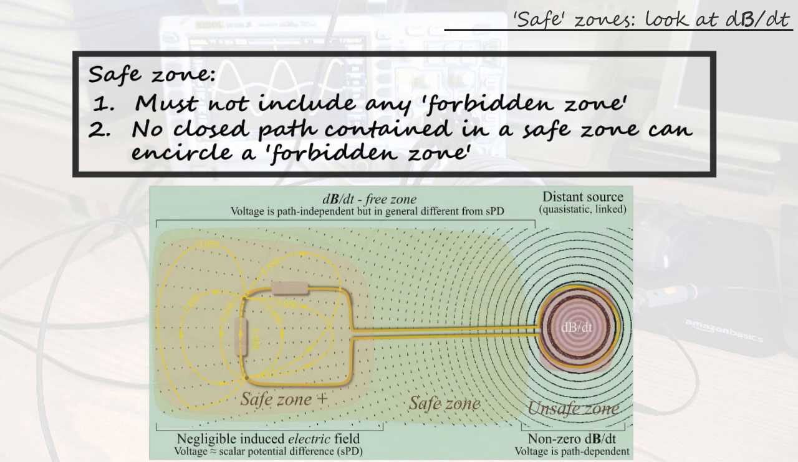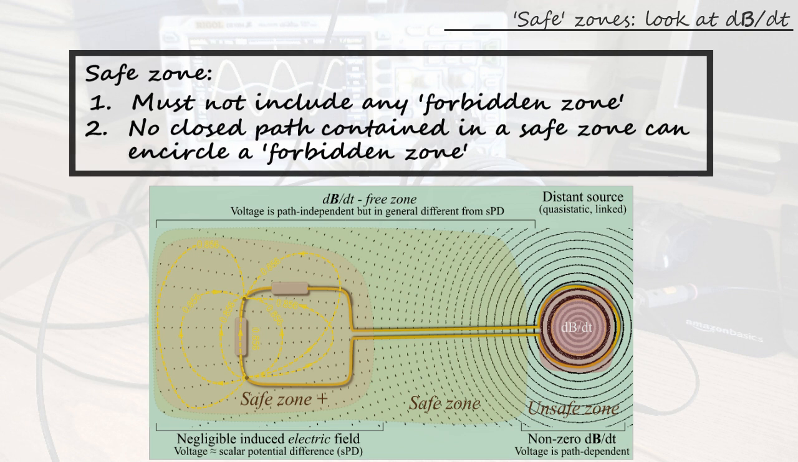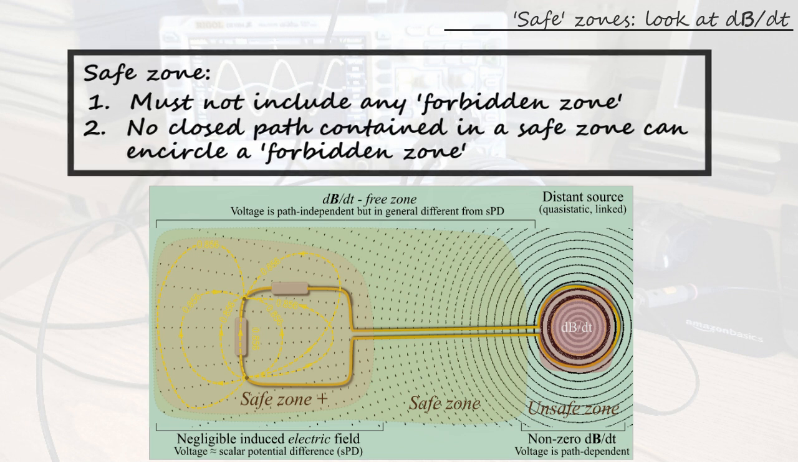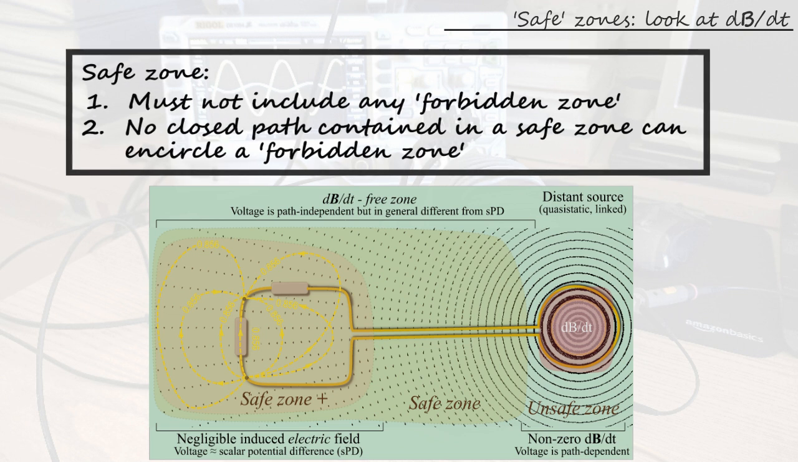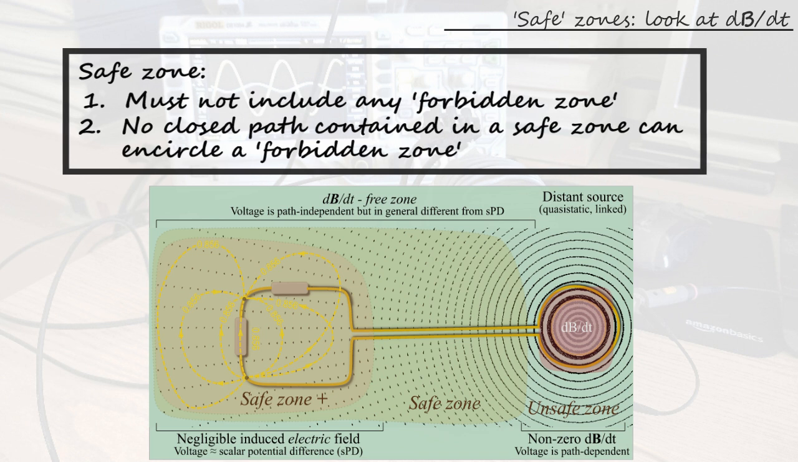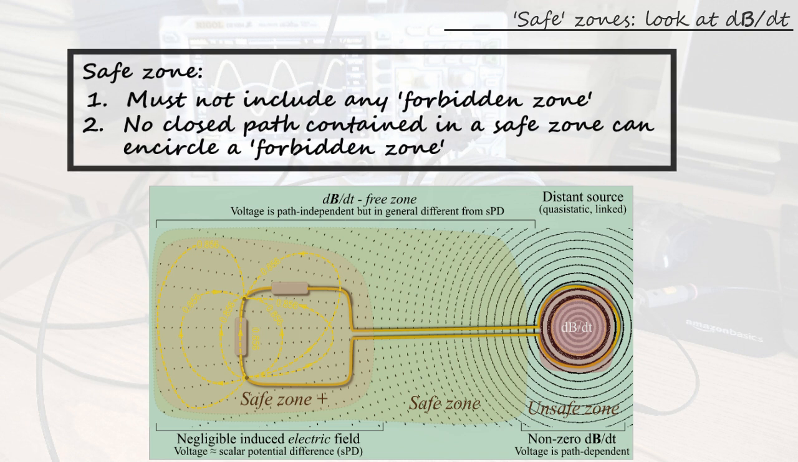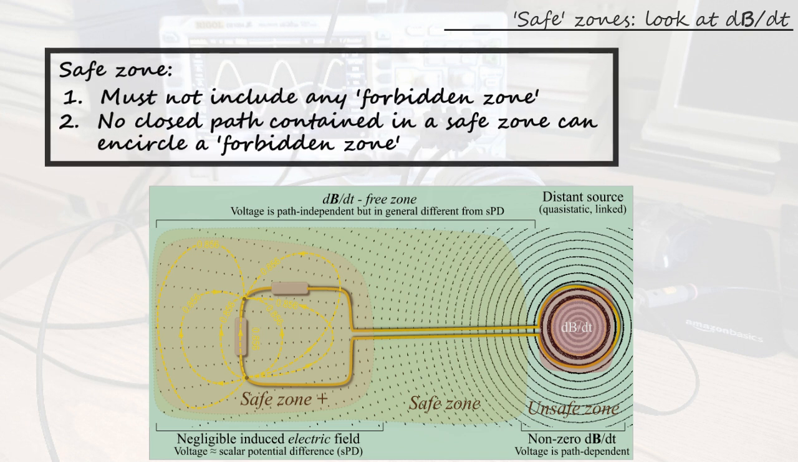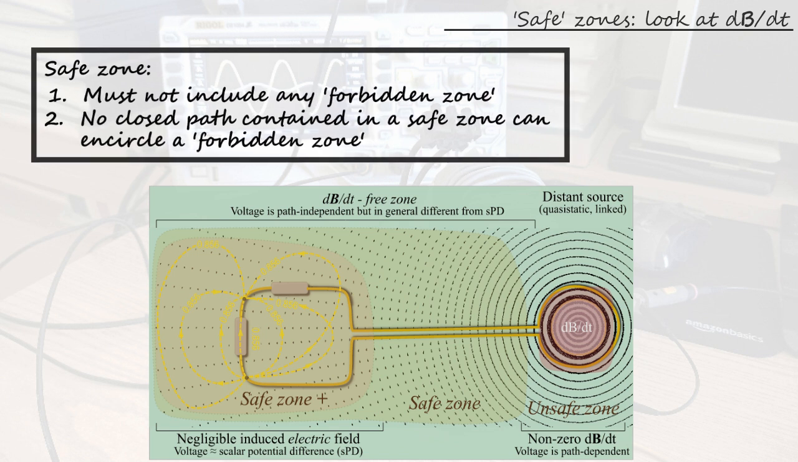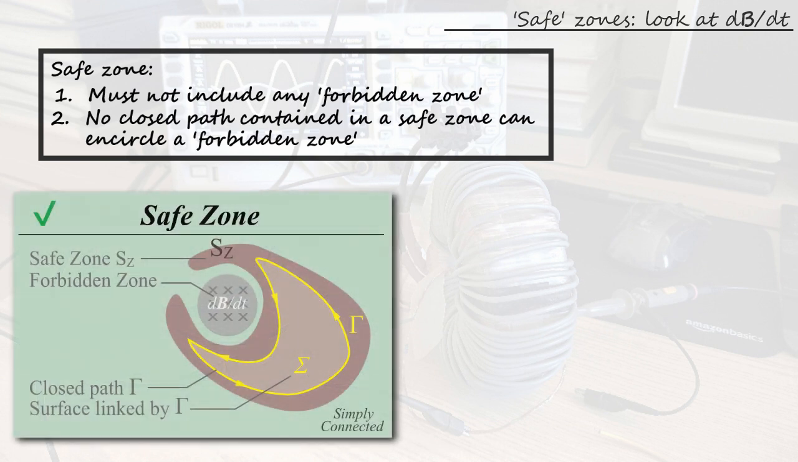It does not include any forbidden zone, that is, areas of space where the magnetic induction, the dB/dt, is different from zero. And 2. None of the infinitely many closed paths it contains are allowed to encircle a forbidden zone. At first, these two conditions appear to be redundant, but they are not. We will presently see that there is a particular geometric constraint a safe zone needs to satisfy if you want both conditions to be satisfied. Here is an example of safe zone that should help clarify what I mean.